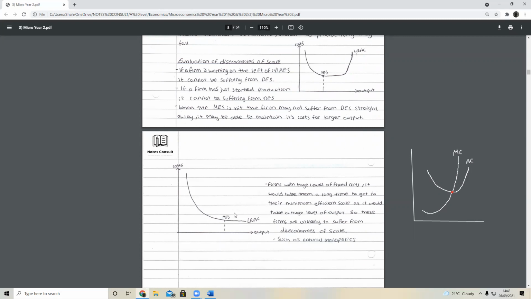An example of this is gas companies, water companies, or railway companies, whose fixed costs are so big that even if they produce so much output, reaching their minimum efficient scale is going to take ages.